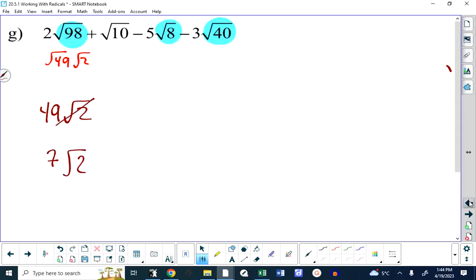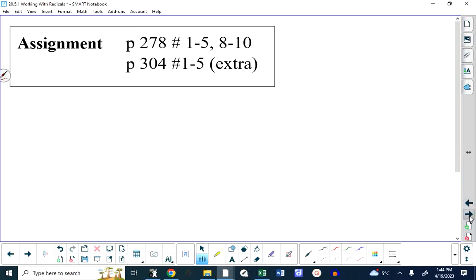Anyway, that's it. I seem to be a little off kilter today, but on page 275, 1 to 5 and 8 to 10 is the basic practice for your assignment. And then there's some extra stuff if you feel the need for extra practice. You can go to page 304 and it's questions 1 to 5.